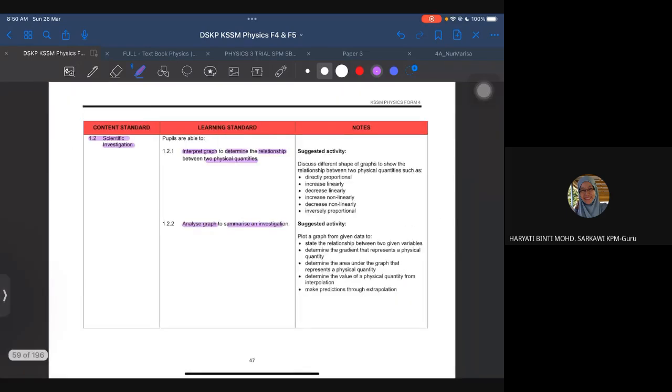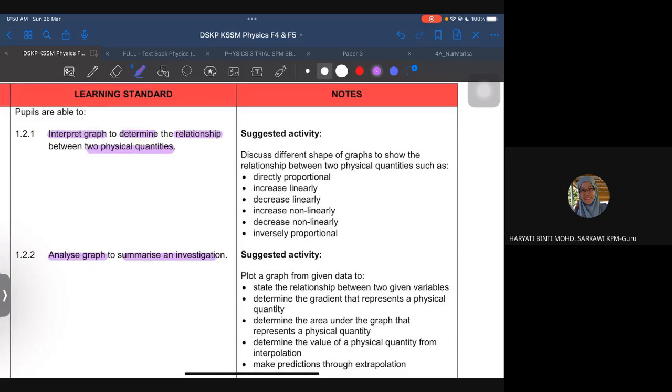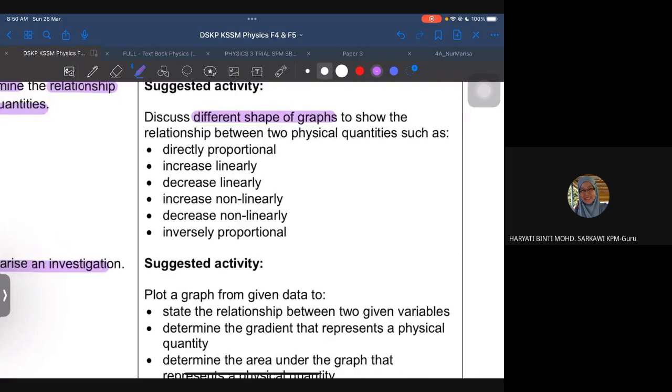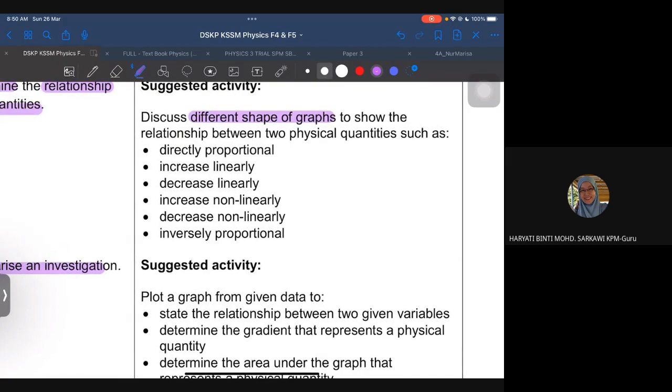Now, these are the suggested activities. There are different shapes of graph that will show the relationship between two physical quantities. So we have directly proportional, increase linearly, decrease linearly, increase non-linearly, decrease non-linearly, and inversely proportional. This is in your textbook. You need to memorize this also.